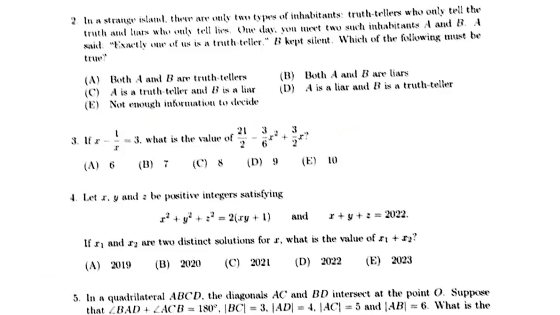SMO 2019 Junior Section First Round, Problem number 2. On a strange island, there are only 2 types of inhabitants: truth tellers who only tell the truth and liars who only tell lies. One day you meet 2 such inhabitants, A and B. A said, exactly one of us is a truth teller. B kept silent. Which of the following must be true?